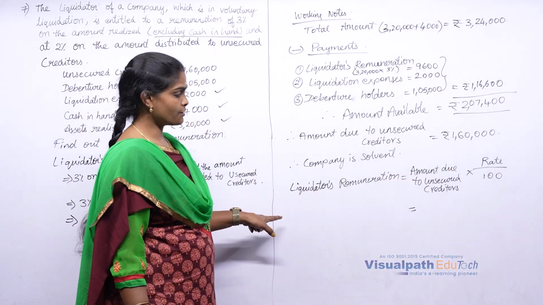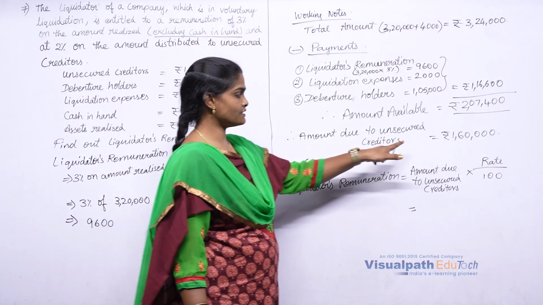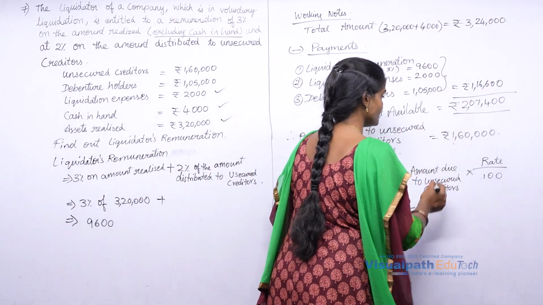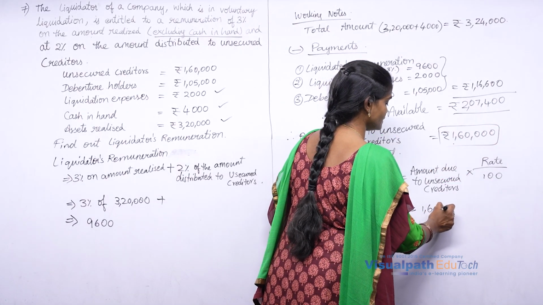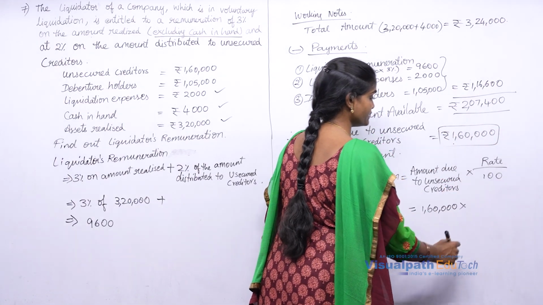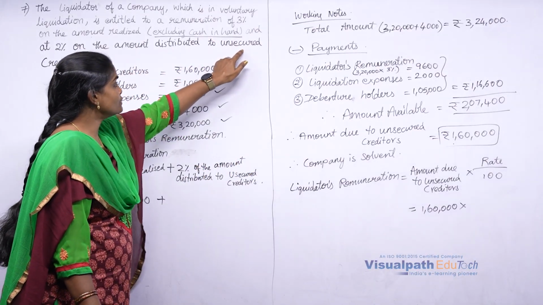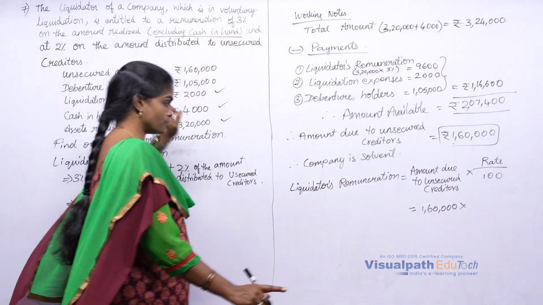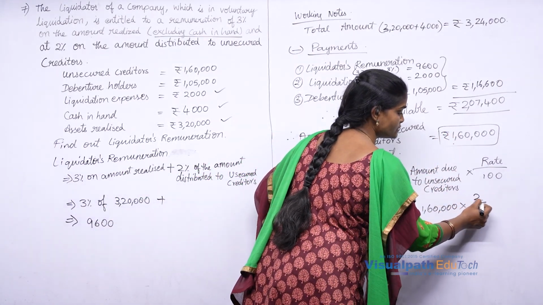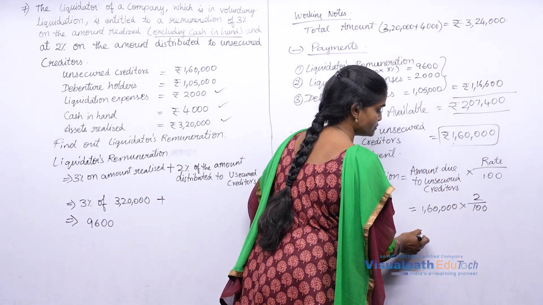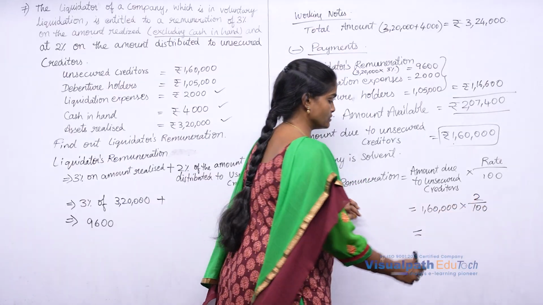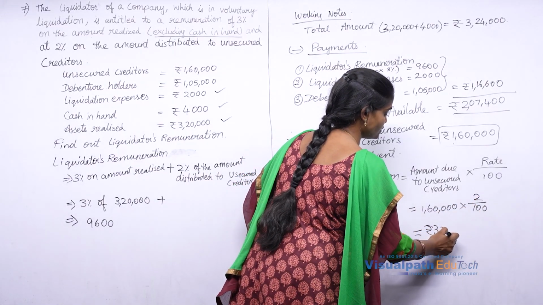Amount due to unsecured creditors. How much is the amount due to unsecured creditors? Which is 1,60,000. 1,60,000 into rate. How much is the rate here? 2% on amount distributed to unsecured creditors. So the rate is 2%. So 2 by 100. So 1,60,000 into 2% will be rupees 3,200.